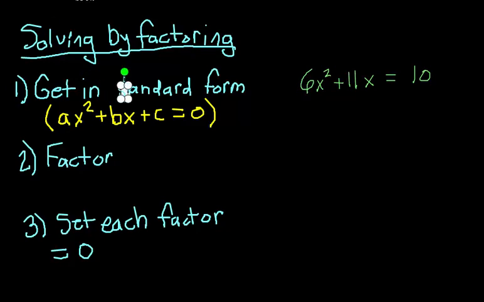Let me get the pen here. First thing I want to do is get it in standard form. And standard form is when we have everything on the left here, so ax squared plus bx plus c, and 0 on the right.